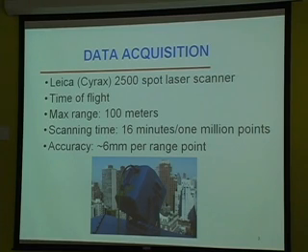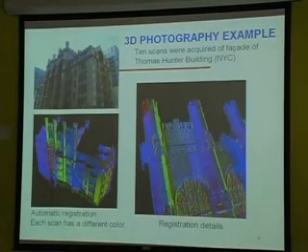Phase-based scanners are much faster, but they are less accurate, and they can only reach a distance of about 25 to 50 meters. Whereas time of flight can go 100 meters, even a kilometer away if you're willing to tolerate a little bit more error. The error we get here is about 6 millimeters per range point.